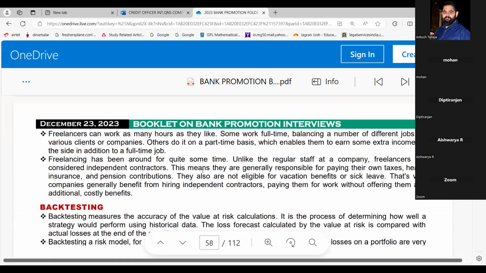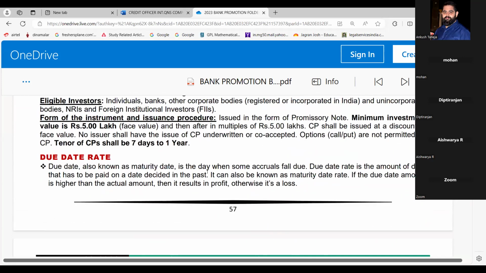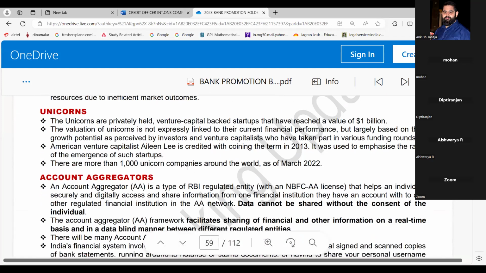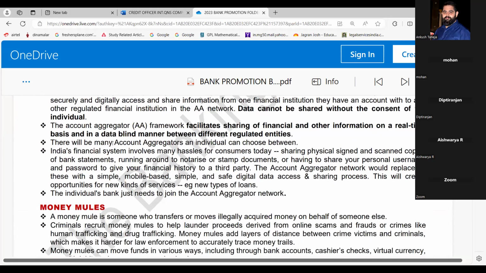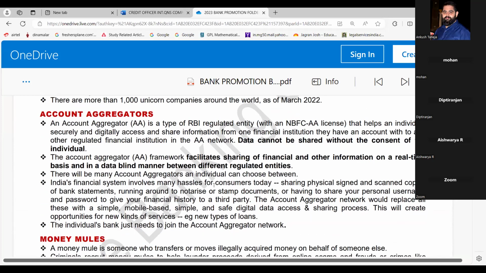What is a freelance economy? What is commercial paper? What is meant by unicorns? How many unicorns are there in our country? What are account aggregators? I'm sorry, I won't be able to explain about them. I have heard about them. Can anyone explain what is account aggregator? Can anyone tell me what is account aggregator? Otherwise, whose internet is good, please read account aggregators.